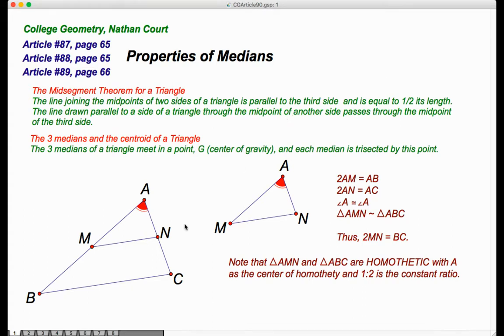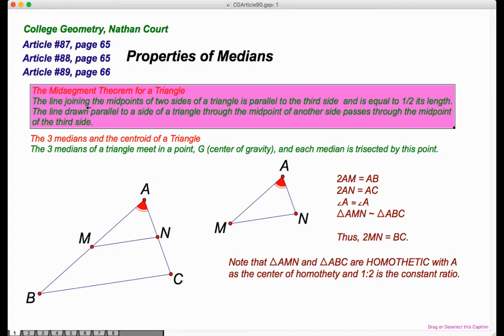It says here that segment MN of triangle ABC is one of the three mid-segments. At the same time, MN is half the length of the opposite side of triangle ABC, which is segment BC. So BC is equal to twice MN. The theorem says that the line joining the midpoints of two sides of a triangle is parallel to the third side and is equal to half its length. Let's consider the second part of the theorem later, okay?